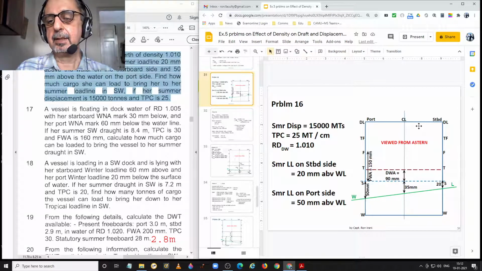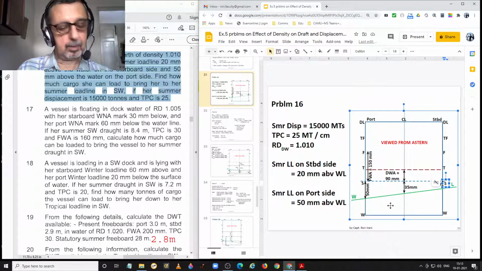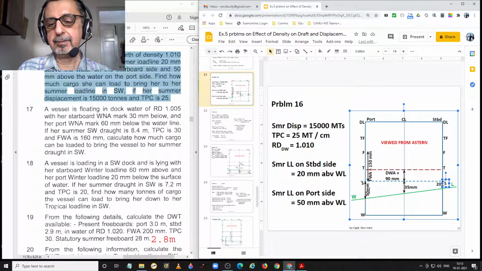So once again, I've drawn the load lines for you, as if viewed from astern, port side, starboard side, and these are your various load lines. What is given to us is that on the starboard side the summer load line is 20 millimeters above the water line, and on the port side it is 50 millimeters above the water line.